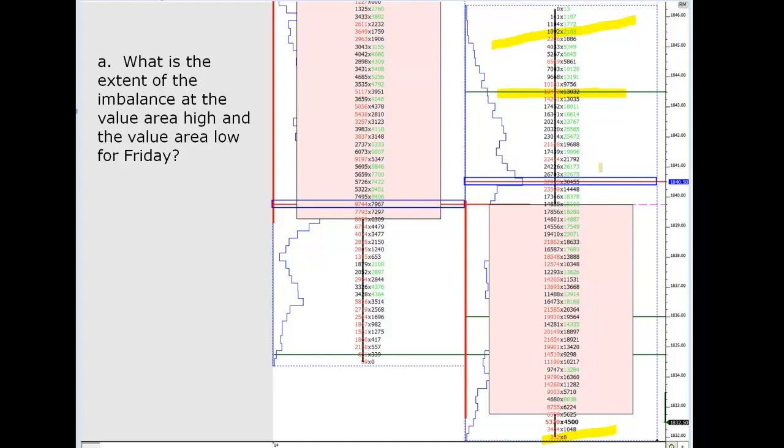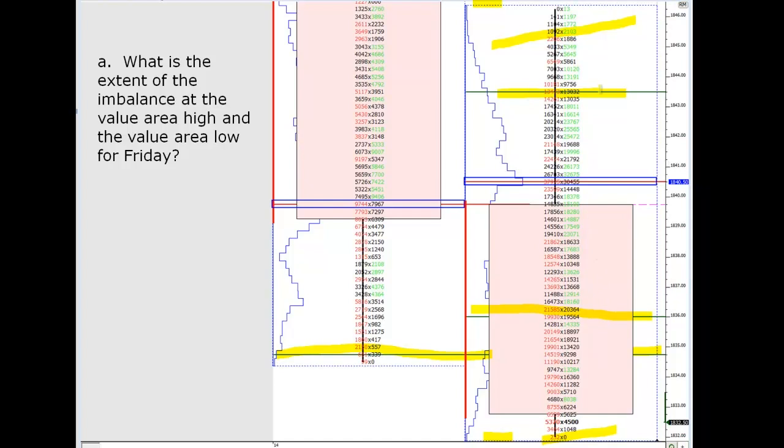So we have a 24-hour period. There's my high. There's my low. That's the extent of the range. Now notice, this level here is the value area low from the prior day, so I'm not really looking at that. There's my value area low for the current day, for Friday, and that's my value area high for Friday.